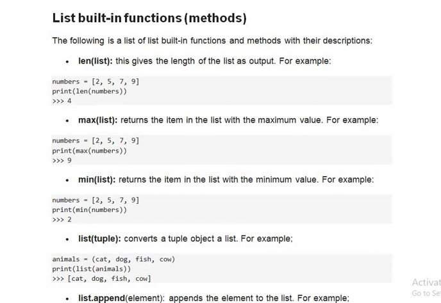Animals is equal to cat, dog, fish, cow placed within parentheses. So all the elements separated by comma placed within parentheses is nothing but a tuple, whereas all the elements separated by comma placed within square brackets is a list. So print list within brackets animals. Whatever is a tuple, animals, is converted into a list.